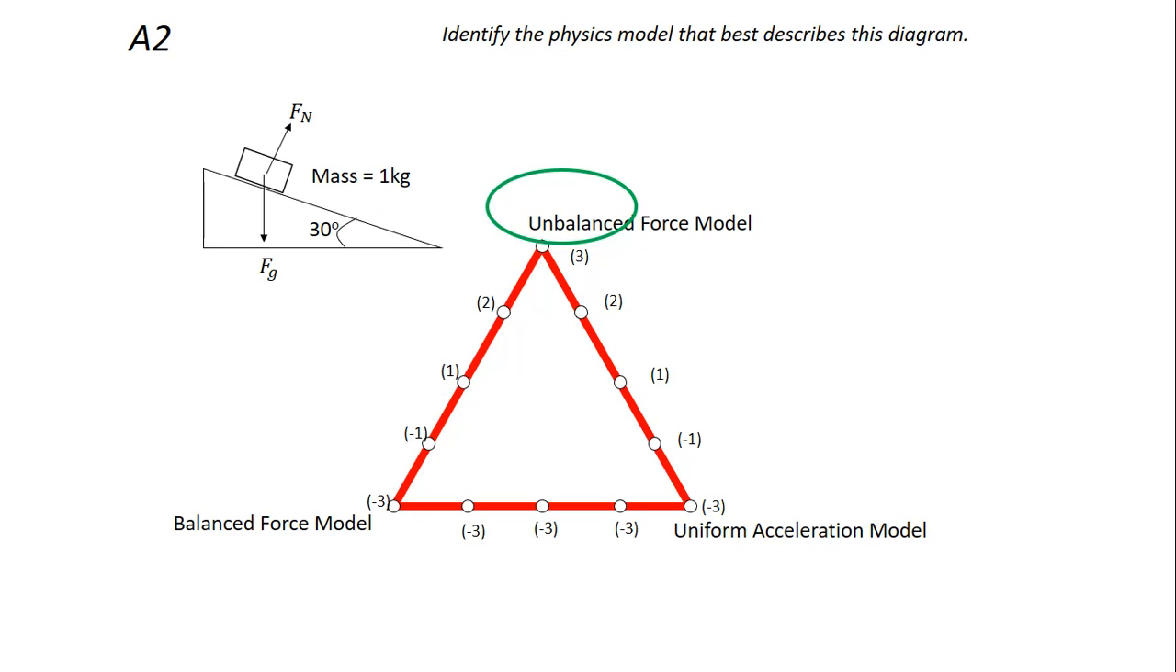There's two forces on this block. When you put those two forces together in a vector addition diagram, what you get is one down and one here, and overall it's an unbalanced force. So it's definitely the unbalanced force model. It does accelerate, but you're given forces. So that's why this is partially correct. It does describe it, but it's not the best description. The best description is the unbalanced force model for this one.